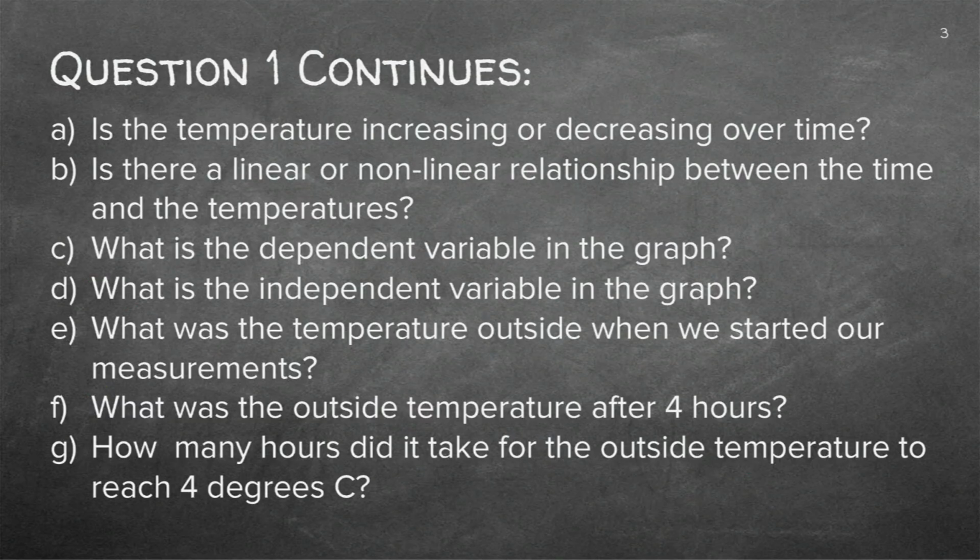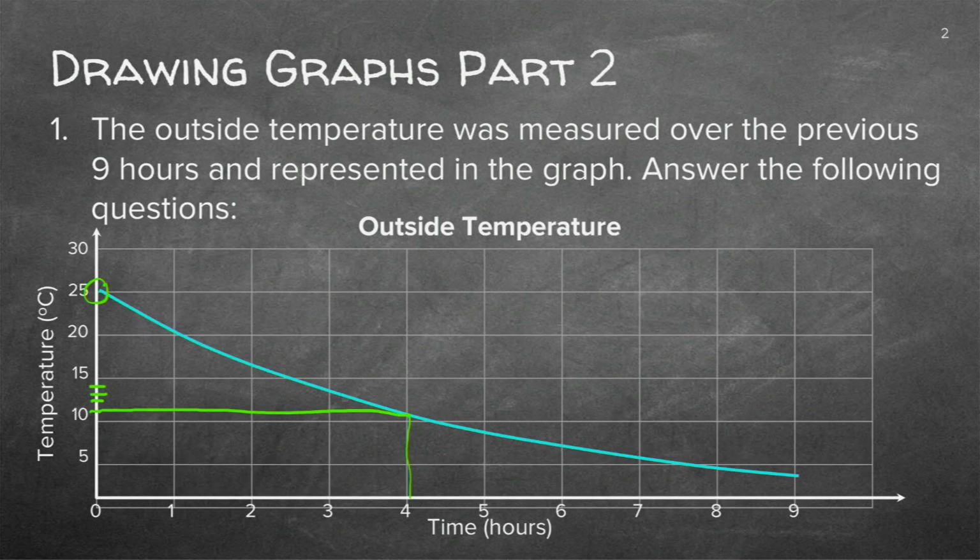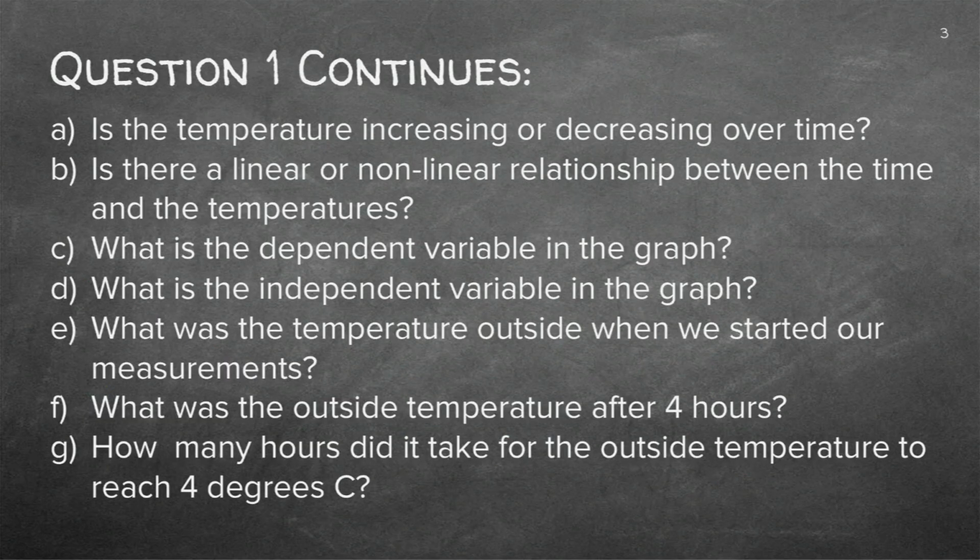And how many hours did it take for the outside temperature to reach 4 degrees Celsius? Now, where's 4 degrees Celsius? That is 5, so it's about there. How long did it take? If you draw your line across, you'll see it took us about 8 hours. Fun, we can read so much from a graph.